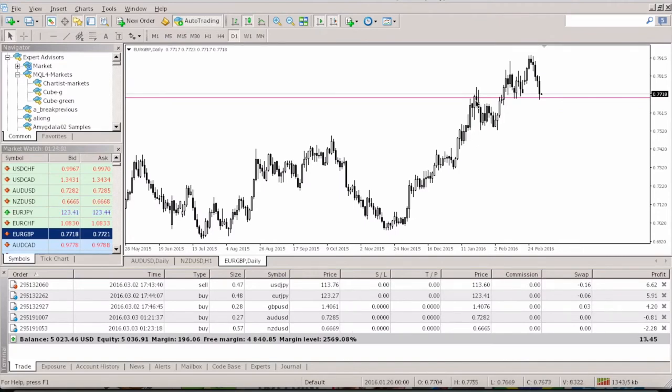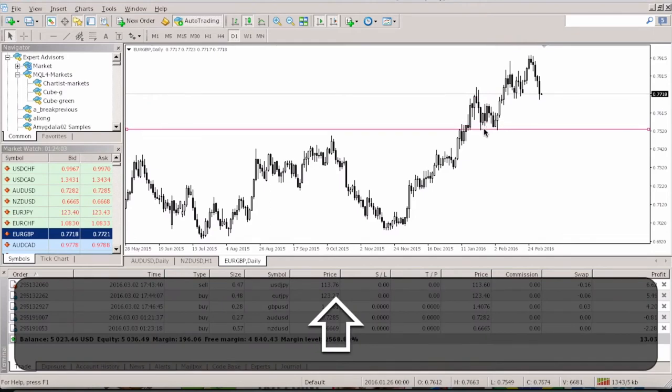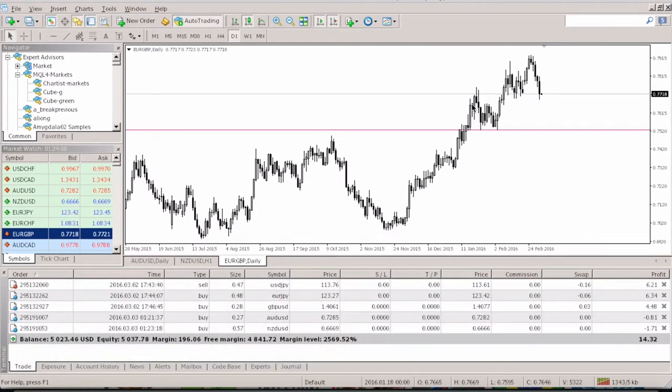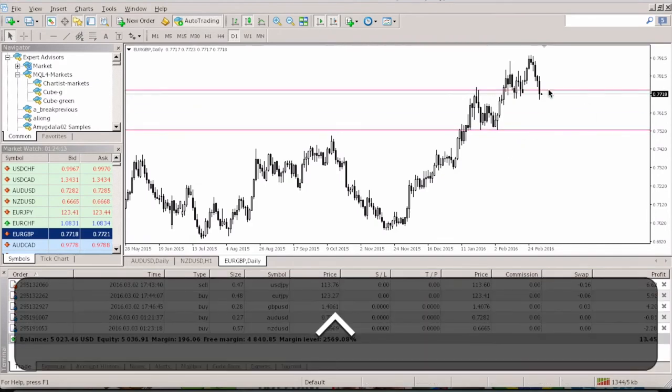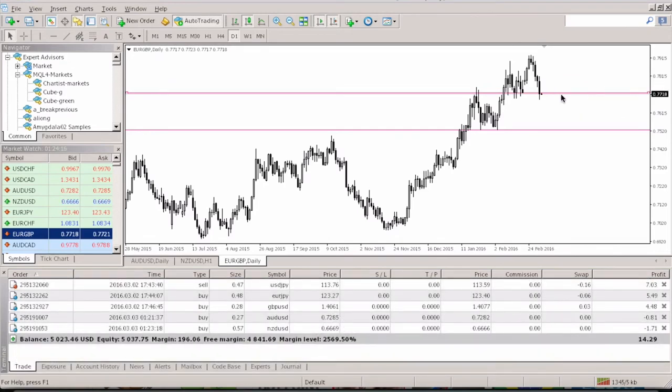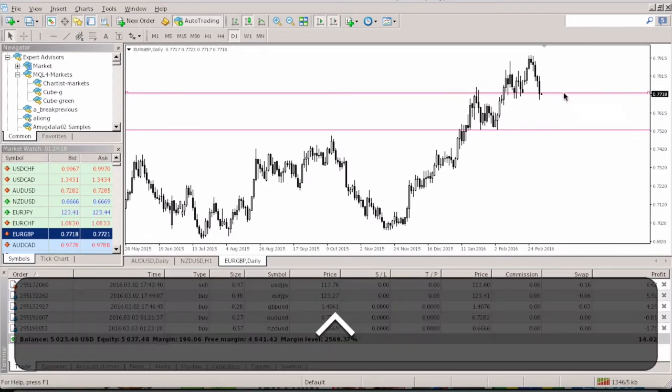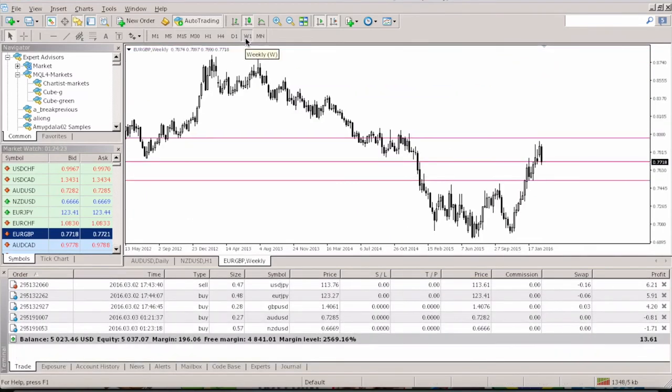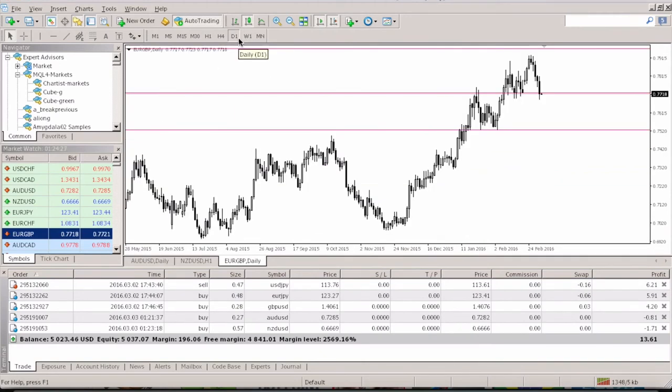Okay, now we are going to find another opportunity. This is the euro pound. As we can see from the screen, euro pound is now at a support level. Maybe it is going to break? It's going down, so we find the support level for the take profit and the resistance level for the stop loss.